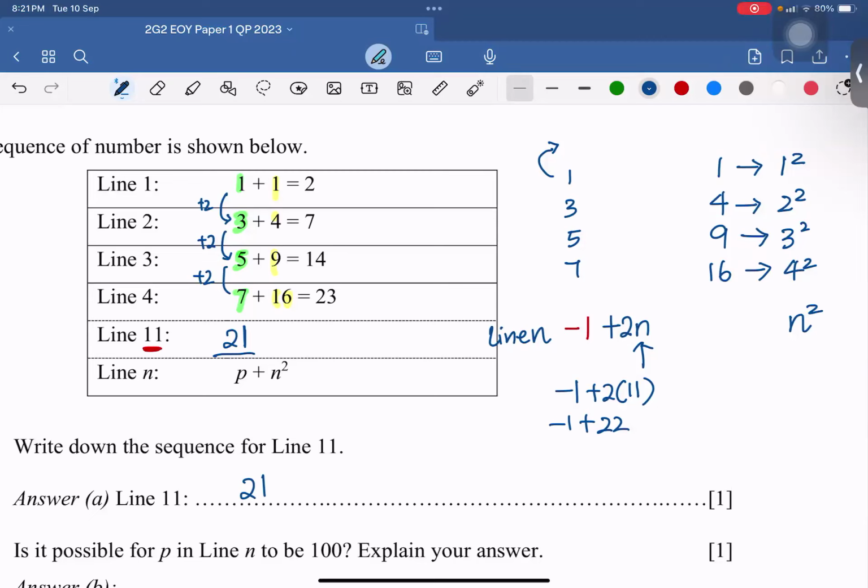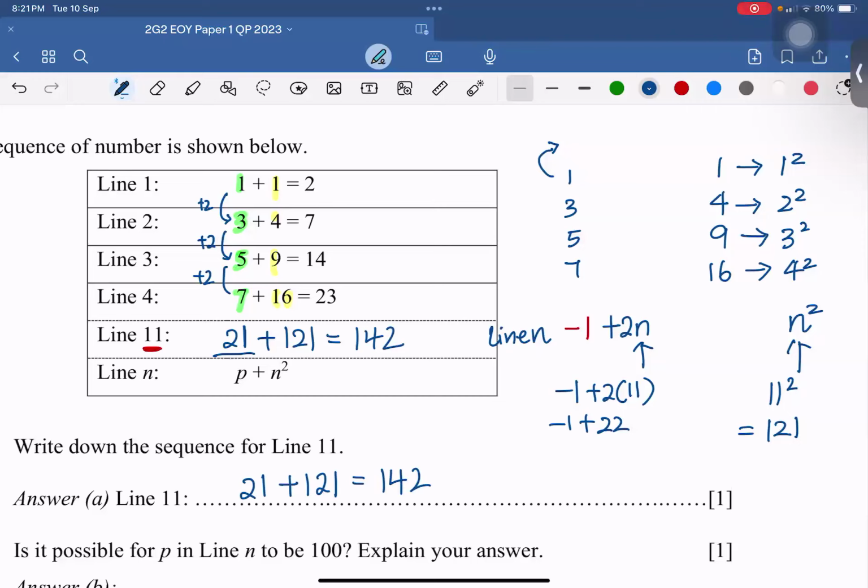Now they want line number 11. So the n changes to the number 11. 11 square, so it'll be plus 11 square. What's 11 square? 11 square is 121, correct? 21 plus 121 equals 142. So therefore, this is your answer.